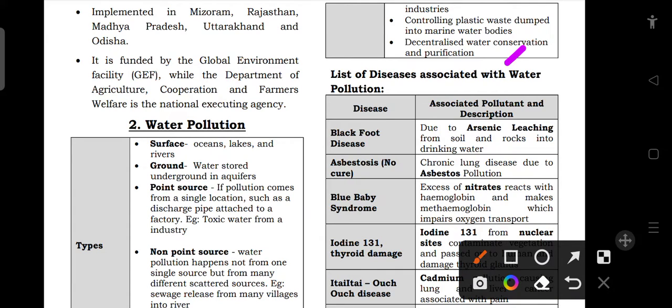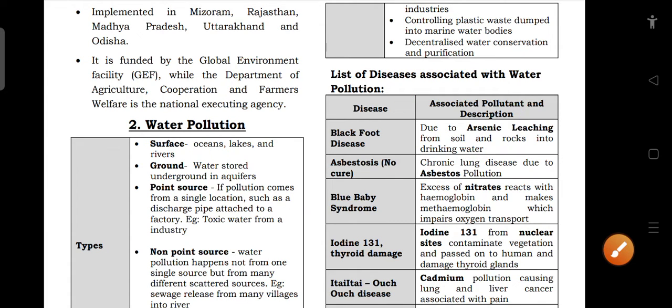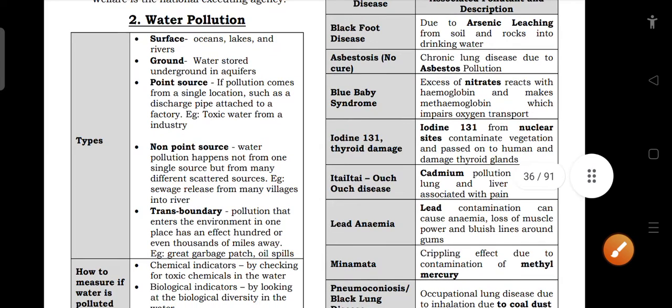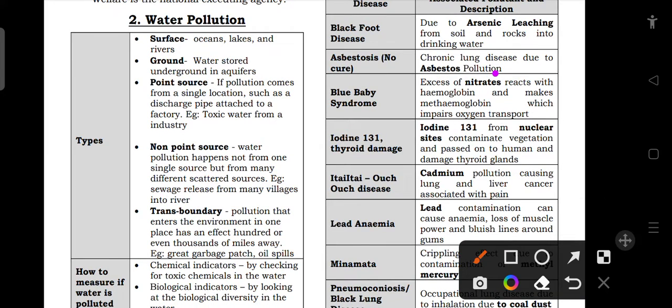Now we'll look at some of the diseases associated with water pollution. What are they? Black foot disease. This is due to arsenic leaching. And then asbestosis, it has no cure at all. It will cause chronic lung disease. And then blue baby syndrome, because of excessive nitrate reacting with the human hemoglobin, it will cause methemoglobin. Then iodine 131, thyroid damage. So this is released basically from nuclear sites.